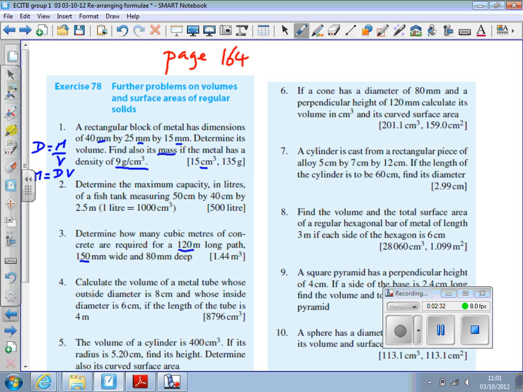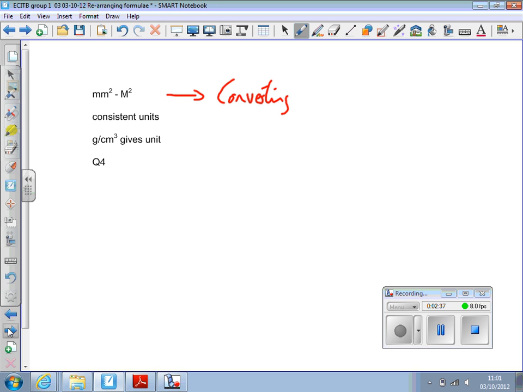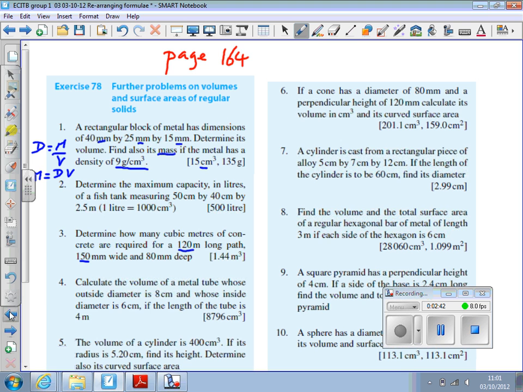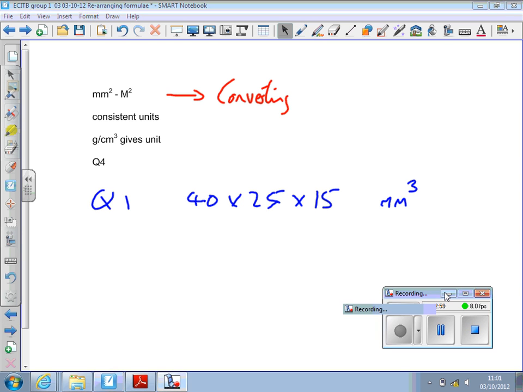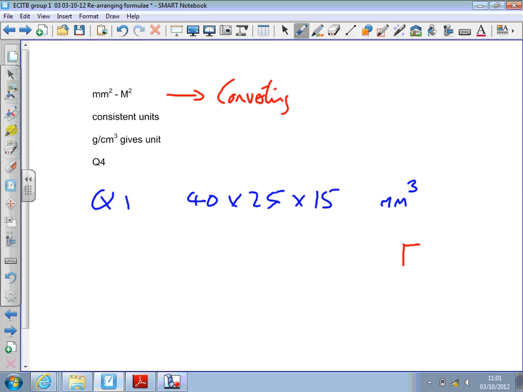So now I know I've got to find the volume of this thing in cubic centimetres. If we look at question number 1, I'm given that the dimensions are 40 by 25 by 15. 25 times 15. And that's in cubic millimetres, which I then have to convert to cubic centimetres. And I remember that there are 10 millimetres in a centimetre. But, as we were discussing down here, a cubic centimetre is 10 by 10 by 10.